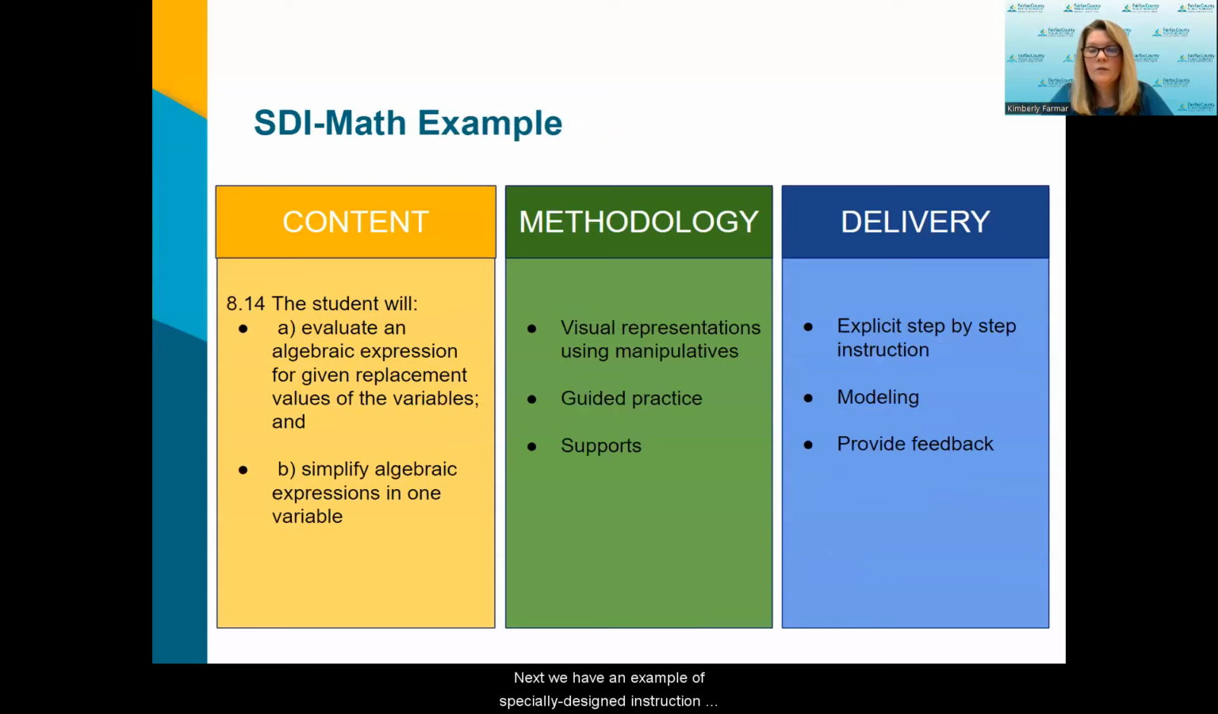Next, we have an example of specially designed instruction given a Math 8 standard, in which it indicates that the student will evaluate an algebraic expression for given replacement values of the variables and simplify algebraic expressions in one variable. Visual representations using manipulatives could be an approach, guided practice, or other supports as needed for the student's unique needs. Under delivery, the explicit step-by-step instructional approach may be implemented, as well as modeling and feedback for the student in real time.